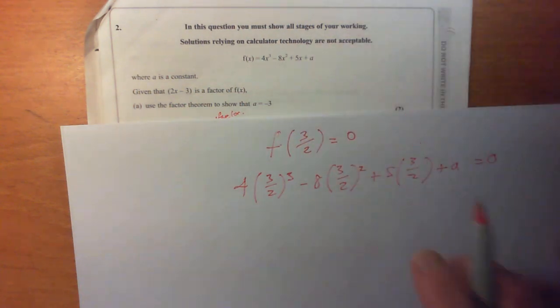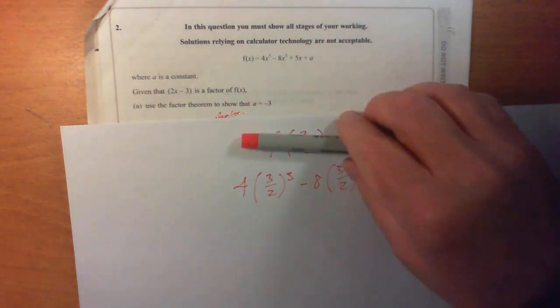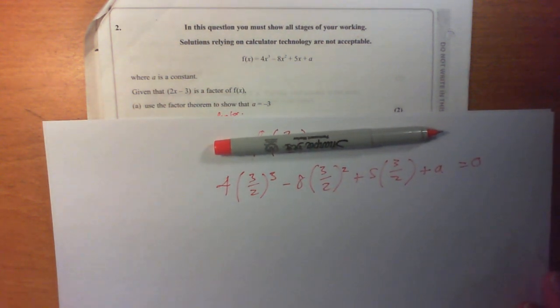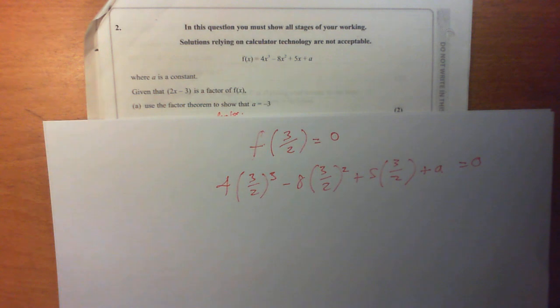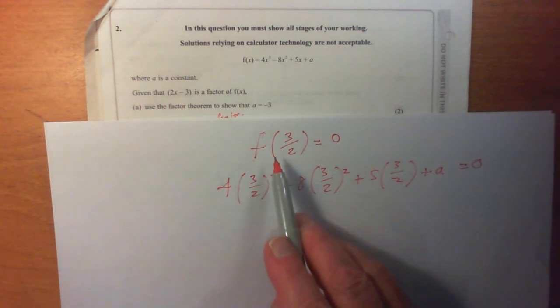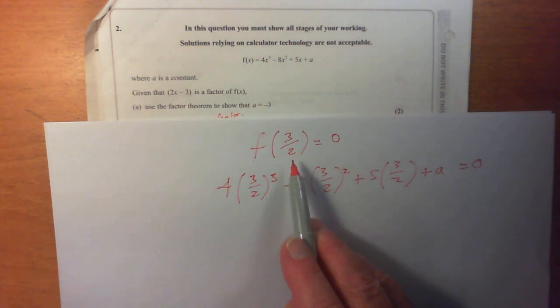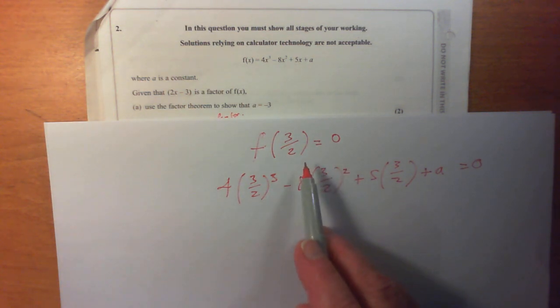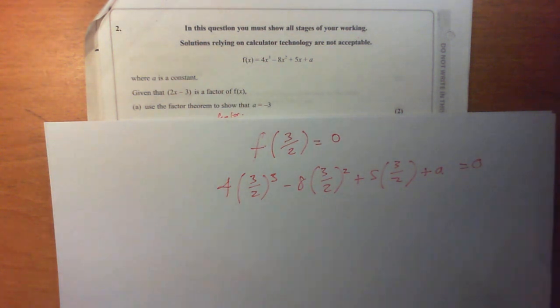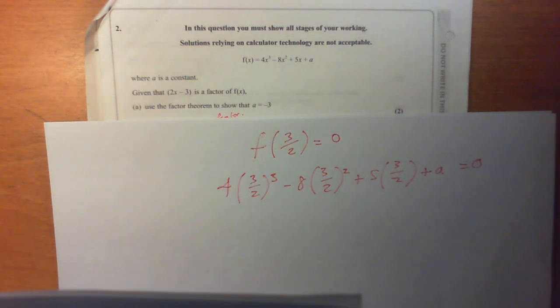And the thing is, if you've piled in without writing that down, without giving any explanation, you're going to lose marks. You need to specifically state that if 2x minus 3 is a factor, then f(3/2) equals 0. You do need to stick that fact in first before ploughing in and doing this equation. Otherwise, you're just going to lose marks.